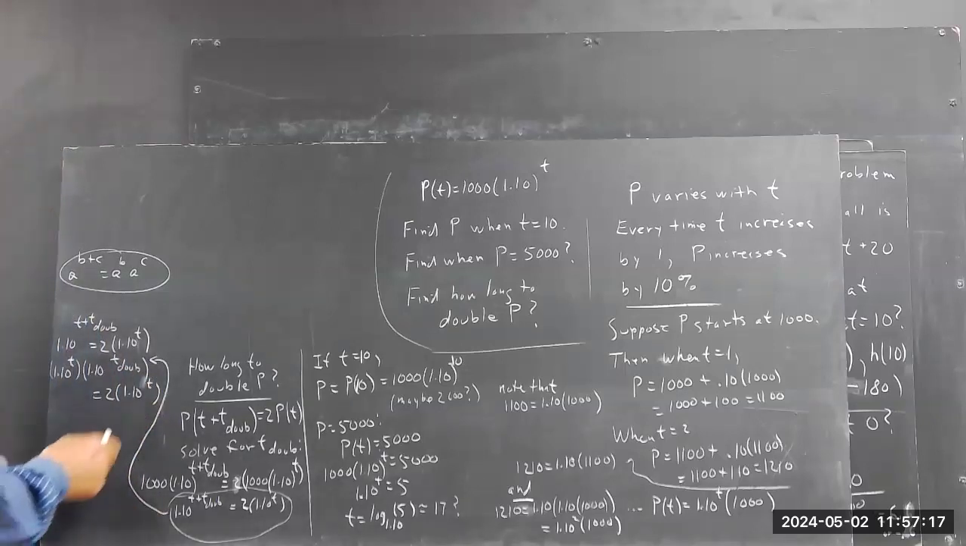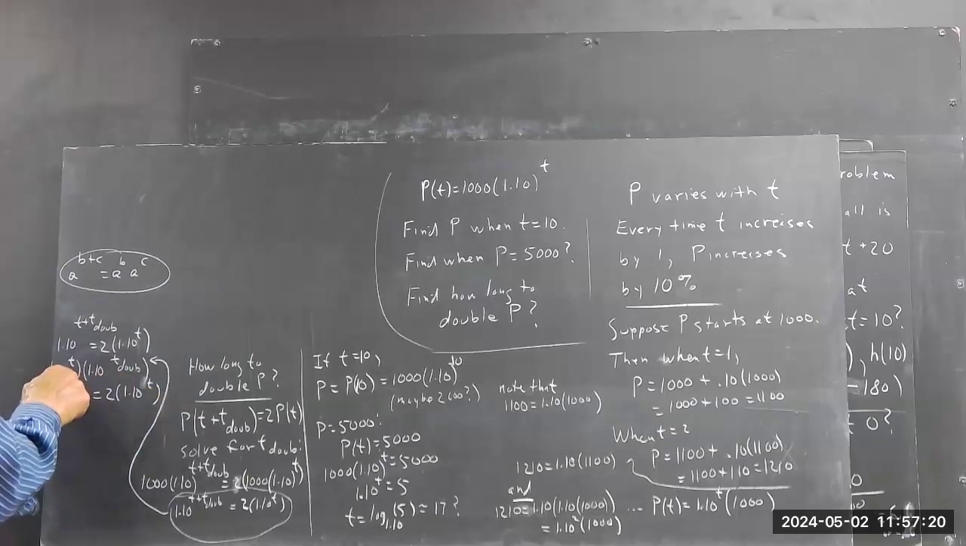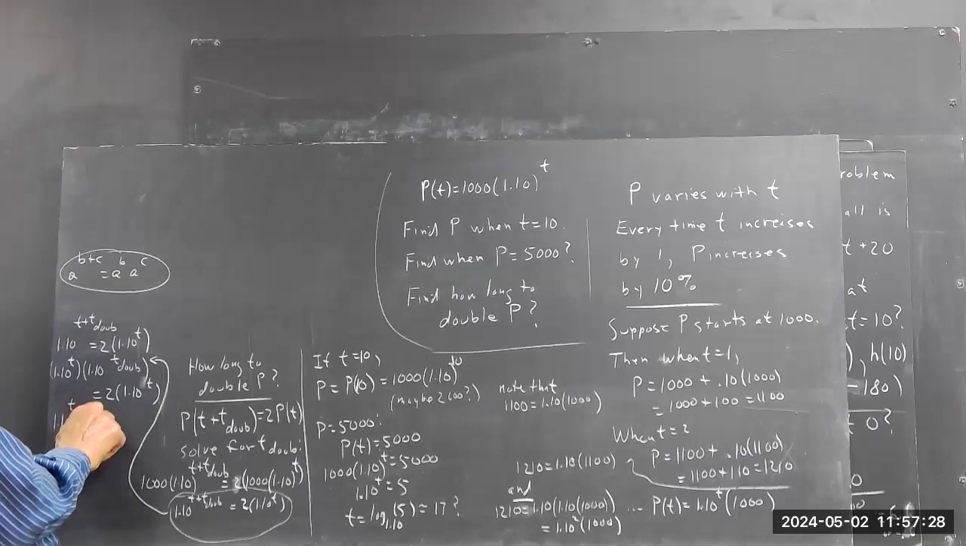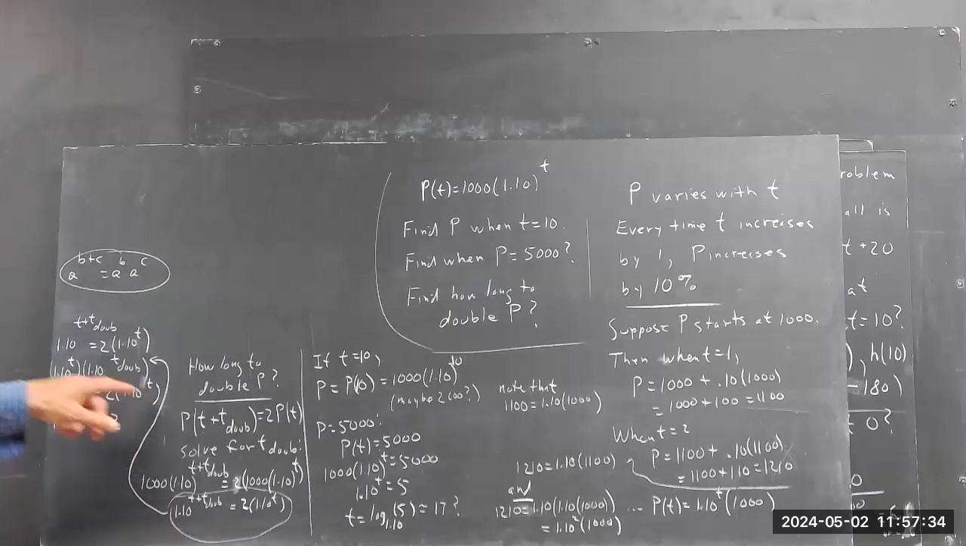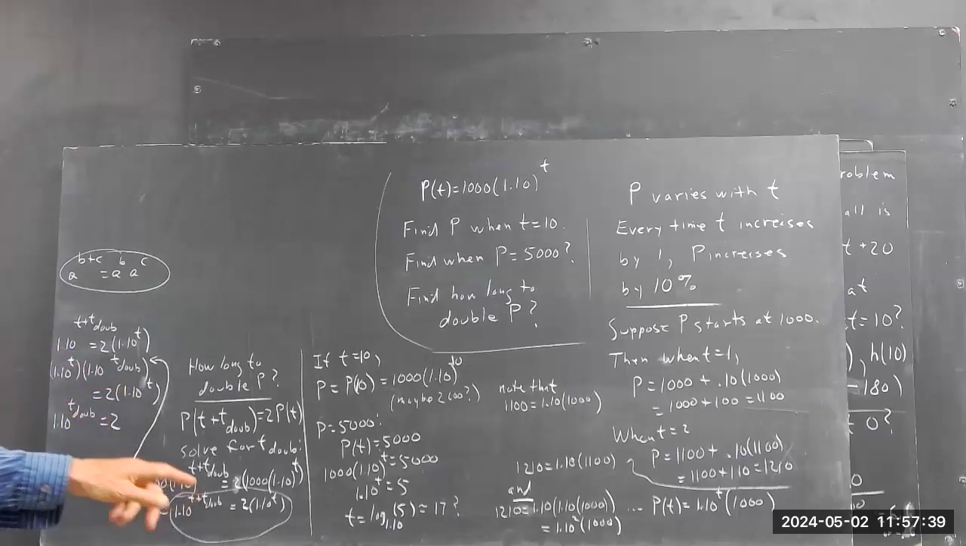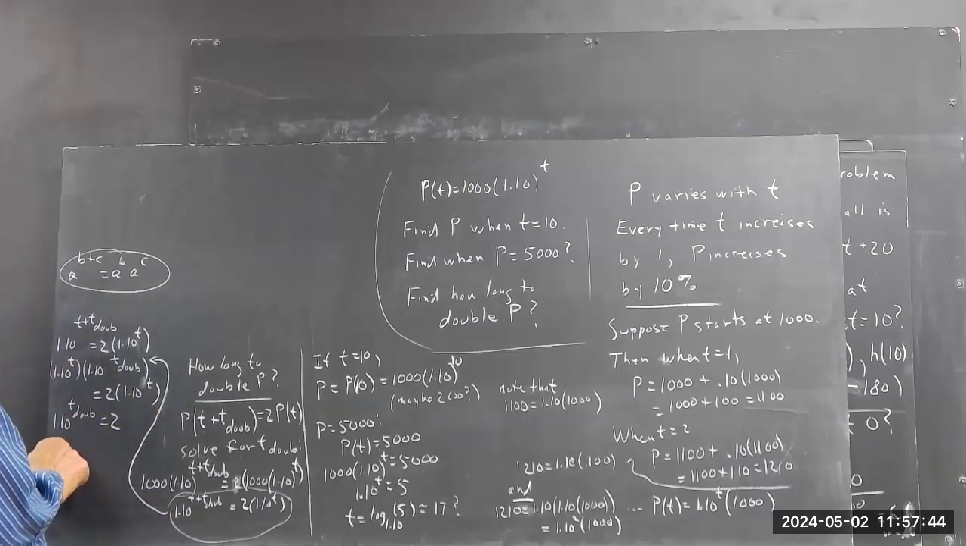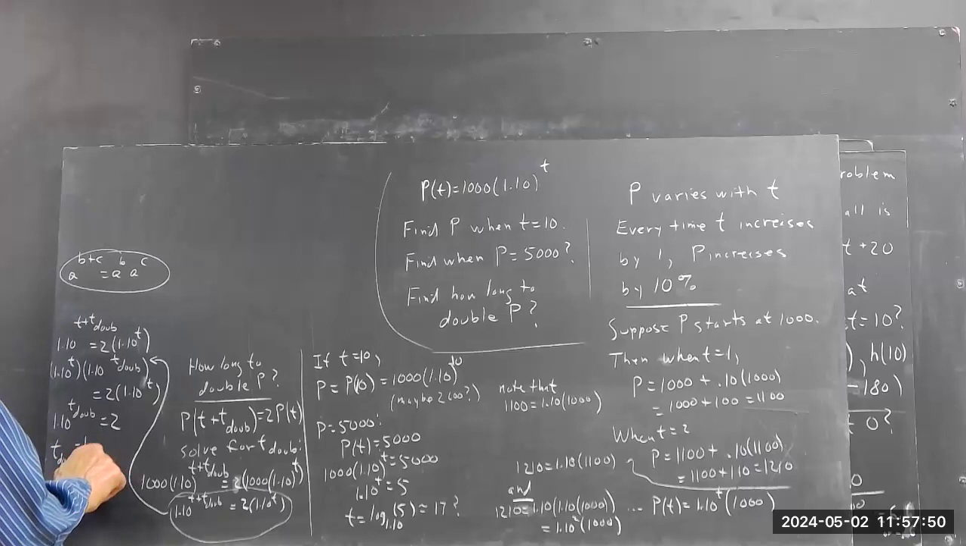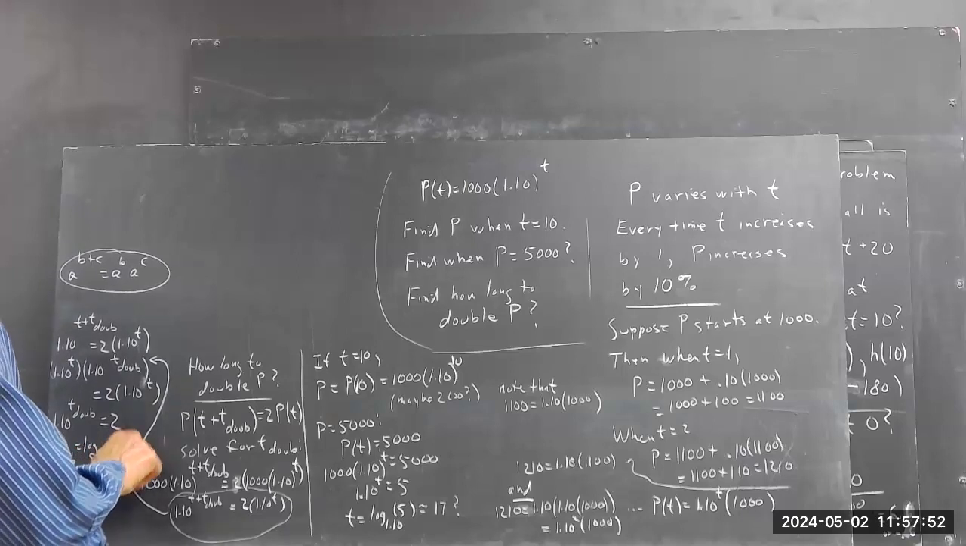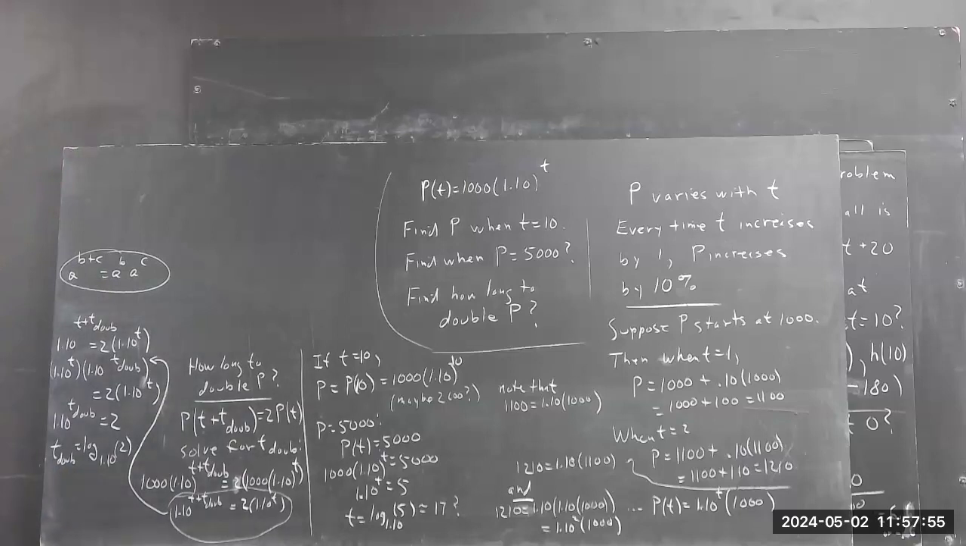Now, what does this suggest? I've got 1.10 to the T here, 1.10 to the T here. I divide them out, and I just get 1.10 to the T dub equals 2. And T, the variable T, is completely out of the equation. So T dub doesn't depend on T. So T dub equals log base 1.10 of 2, which you know how to solve.